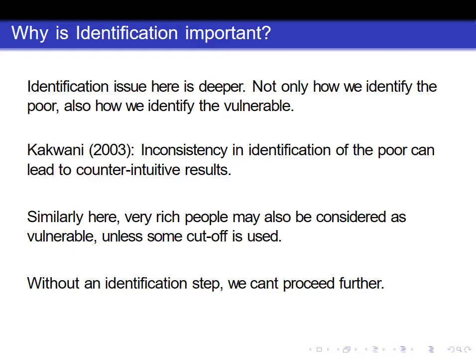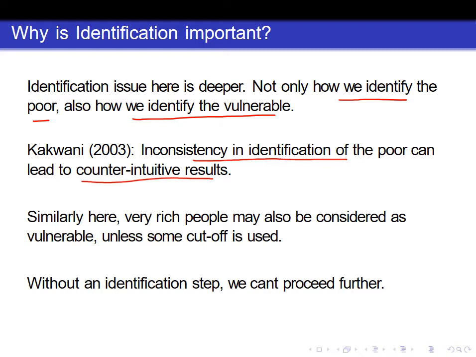So why is the identification part important? In this context, with vulnerability, first we not only have to identify the poor, but now we also have to identify the vulnerable. Remember, we are talking about vulnerability to poverty. So first, identification obviously is whether the person is going to become poor or not. And then on top of it comes the idea of identifying whether they are vulnerable or not. And Kakwani, in his paper in 2003, showed that inconsistency in the identification of the poor can lead to very counterintuitive results. So identification is important.